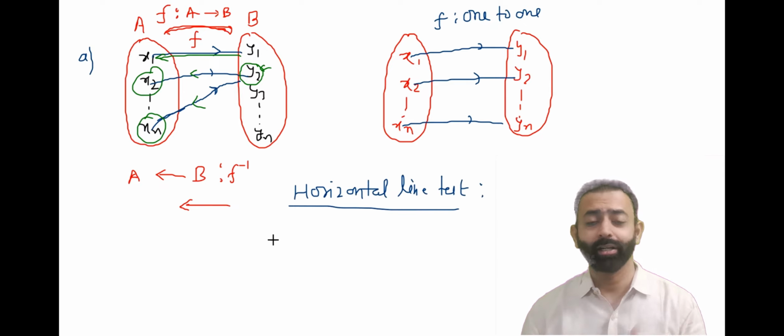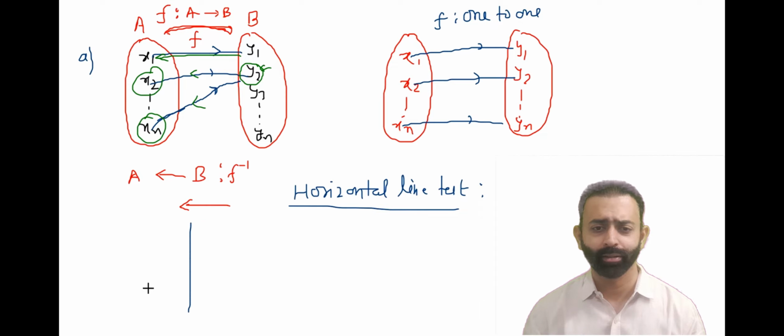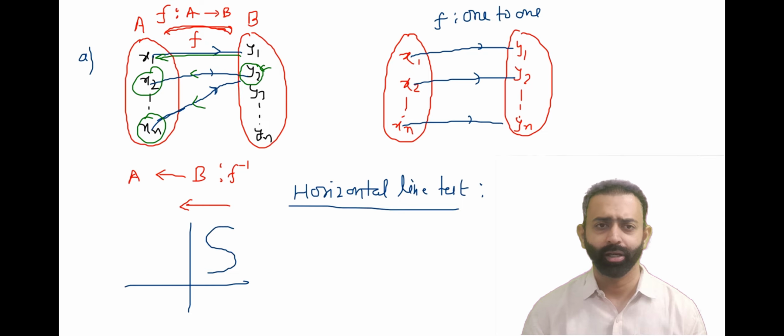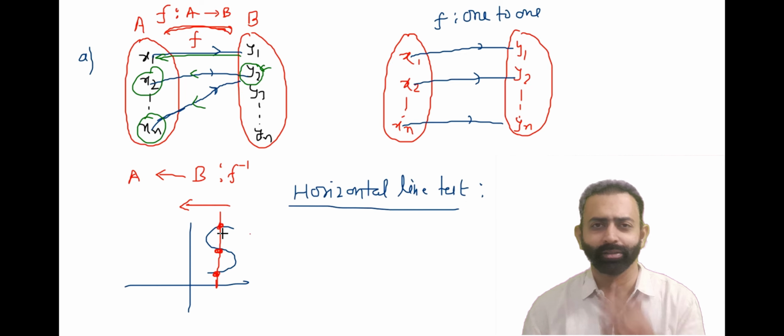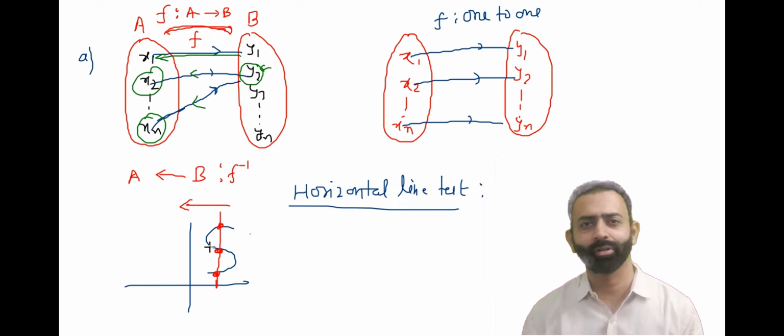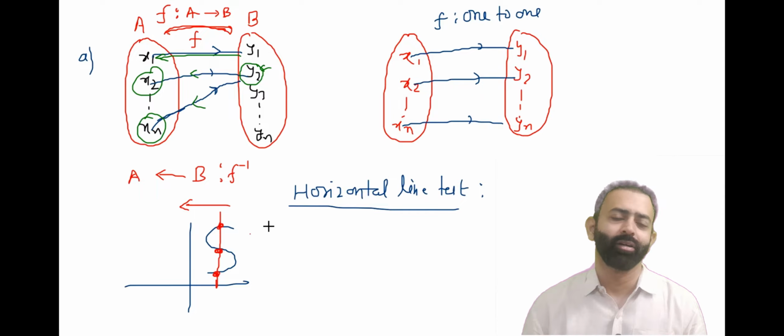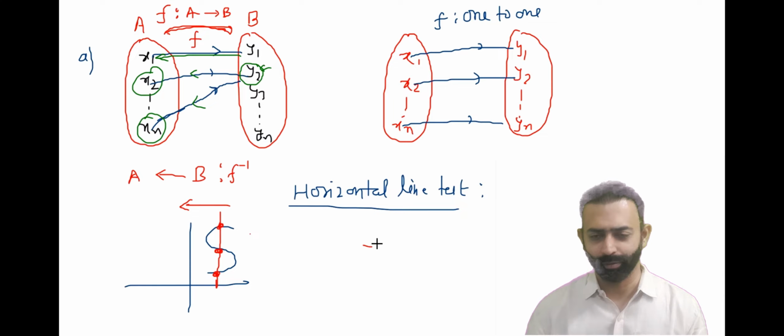For any mapping to be called a function, we had the vertical line test. Please remember that. Let us say this is a type of function and you draw a vertical line, and if it intersects at more than 1 point, we say that this mapping is not a function because it is one to many. Similarly, for the inverse function, there is something called the horizontal line test. Now consider this diagram.